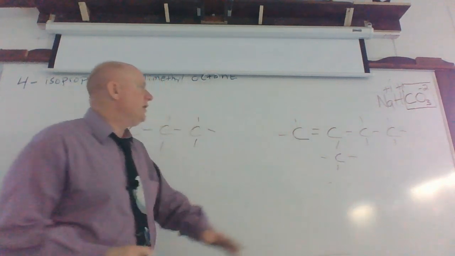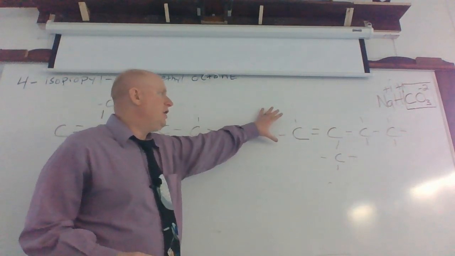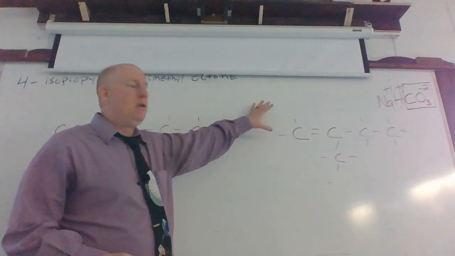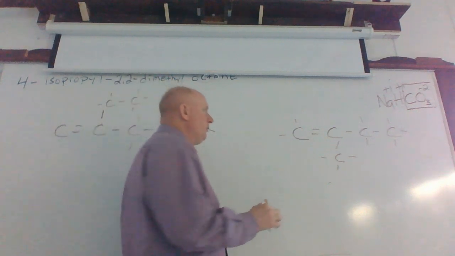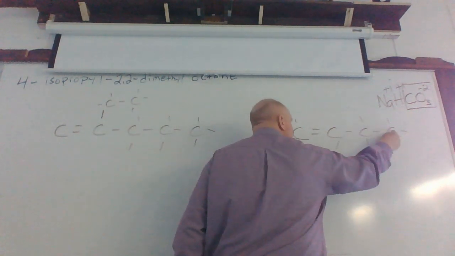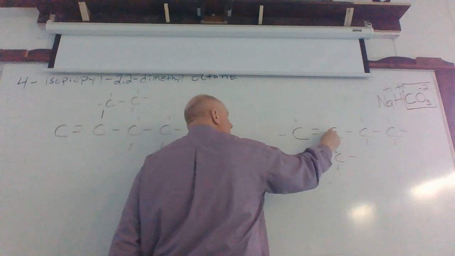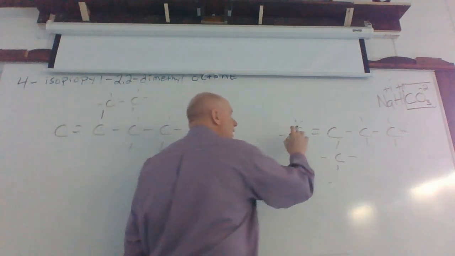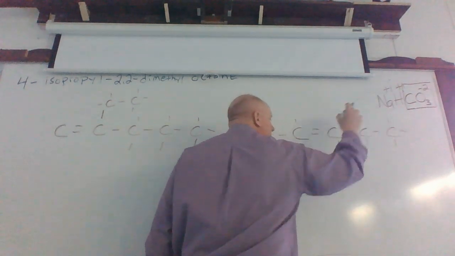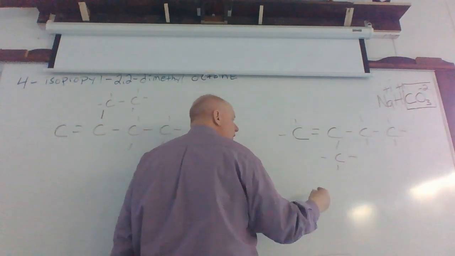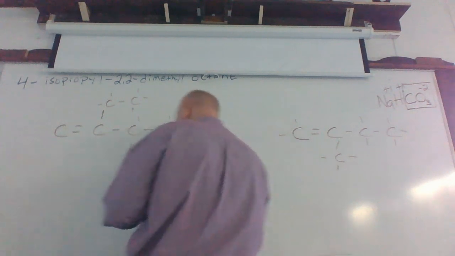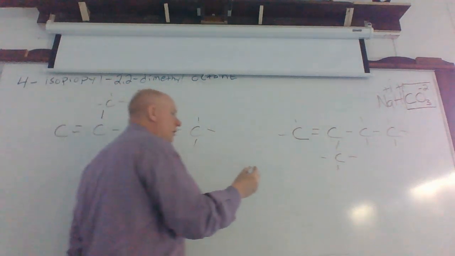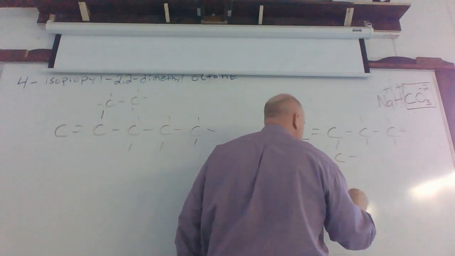So in this instance, what's the longest continuous chain here? It is 4, okay? So why is it you wouldn't be able to go 1, 2, 3, 4? You're skipping over that double bond again. You don't want to do that. So in this case, we're going from left to right. So what's this called then? What's the parent chain? Okay, so butene.